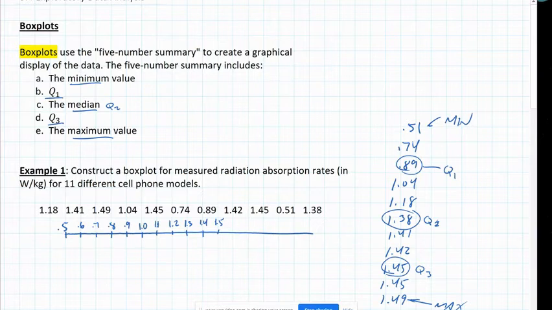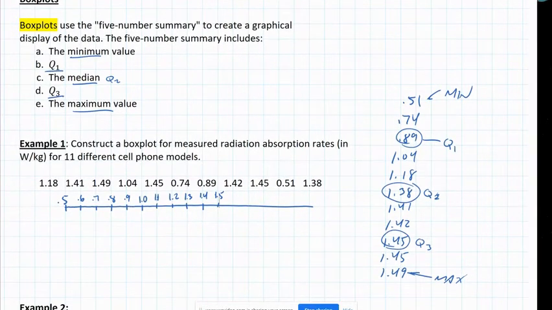Okay, and so now when we do a box plot, our lowest value is 0.51 and our highest value is 1.49. And then Q1 is at 0.89, which is going to be right about here. So we're going to do our box right there from 0.89 to Q3, which is 1.45. 1.45 would be here.